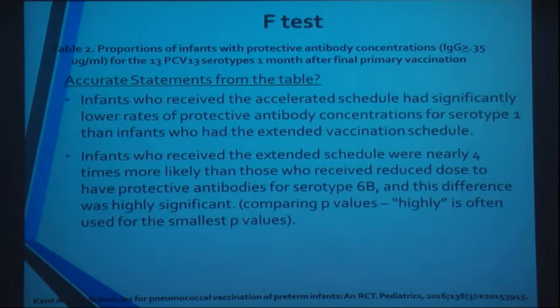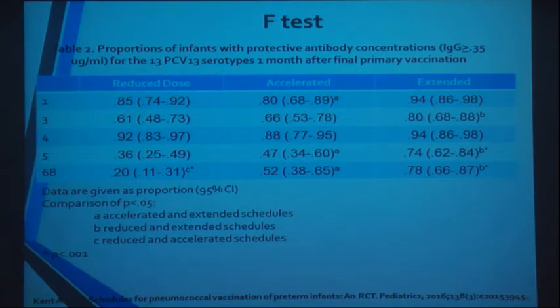Second one. Infants who received the extended schedule were nearly 4 times more likely than those who received reduced dose to have protective antibodies for serotype 6b, and this difference was highly significant. We've got 0.20, 0.78, almost 4 times higher, and it was highly significant. We know this because we have this little asterisk here. Again, that's comparing relative p-values. When we get to p of less than 0.001, we start to talk about something being highly significant.